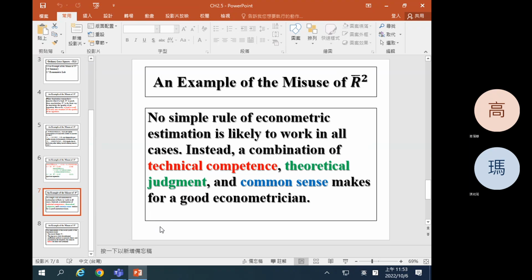What I'm trying to say is that no single rule of econometric estimation is likely to work in all cases. Instead, a combination of technical competence, theoretical judgment, and common sense makes for a good econometrician. We do need technical competence, we need theoretical judgment, and also your common sense. I think most theories come from common sense. They started with common sense.